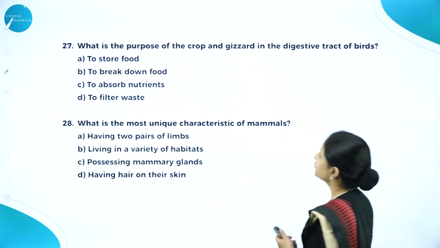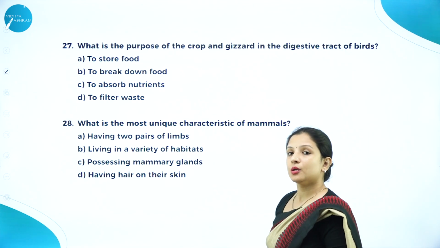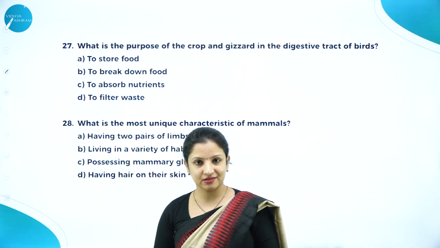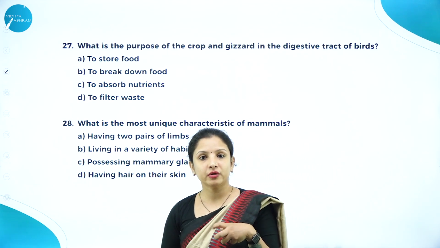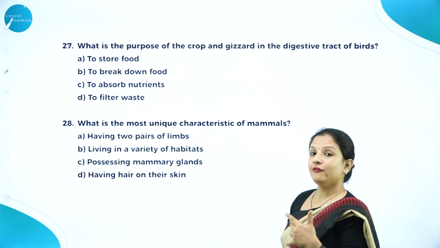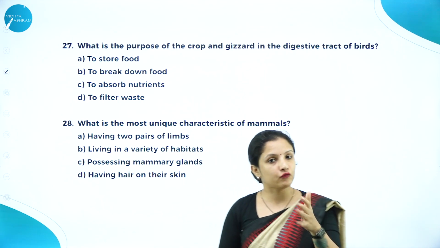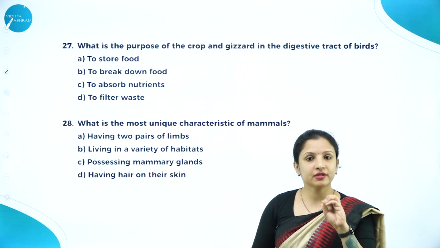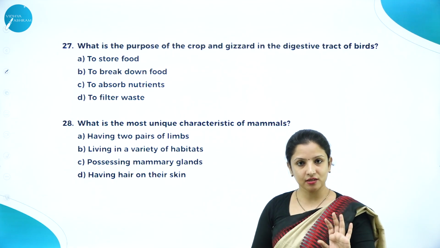What is the purpose of the crop and gizzard in the digestive tract of birds? So birds have a well-developed digestive system. They have a stomach. Apart from that, they have a crop and a gizzard. We human beings don't have a crop and a gizzard because it is not needed for us. Why is it not needed for us? Because whenever we eat food, we wash it and eat it properly. So therefore, it doesn't have any stones or dust particles on it.